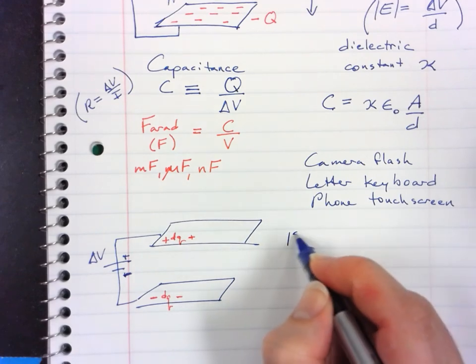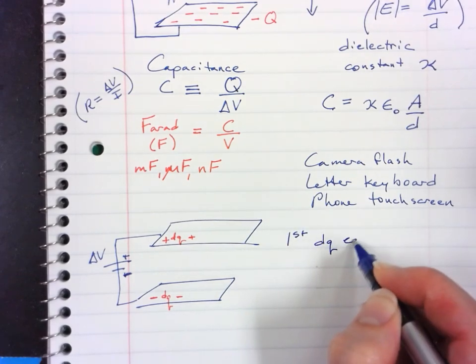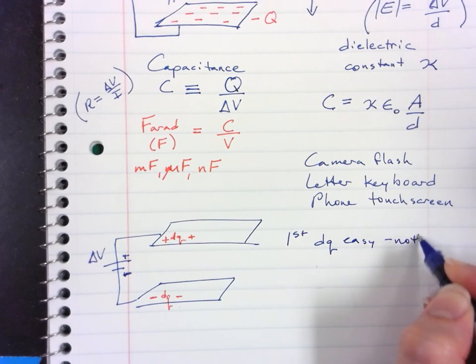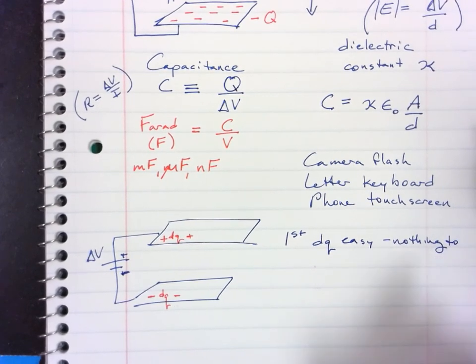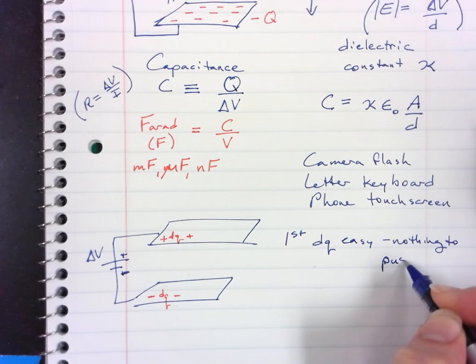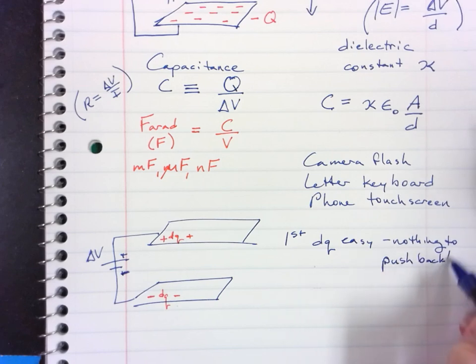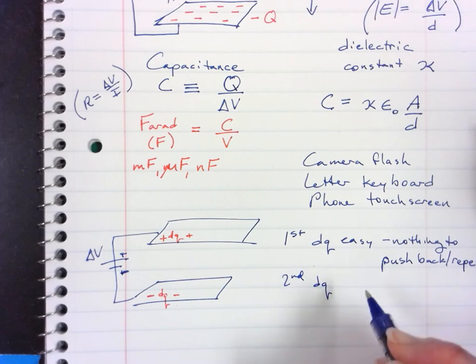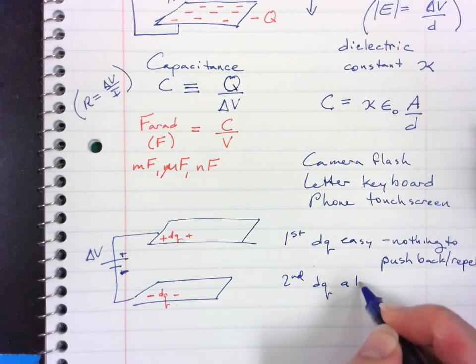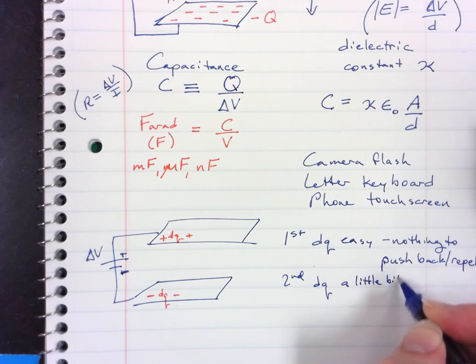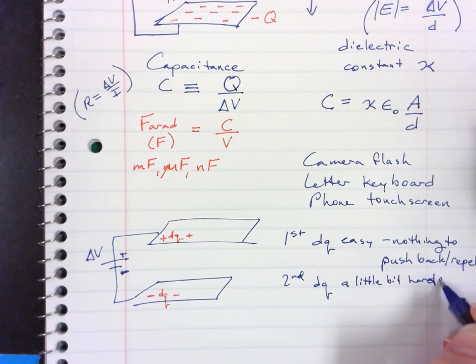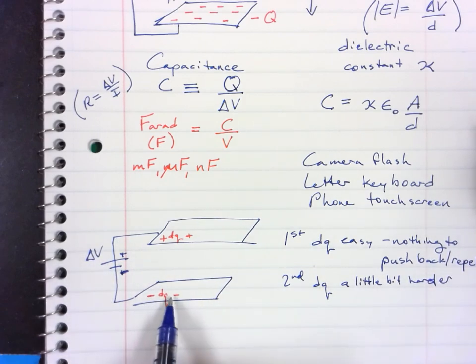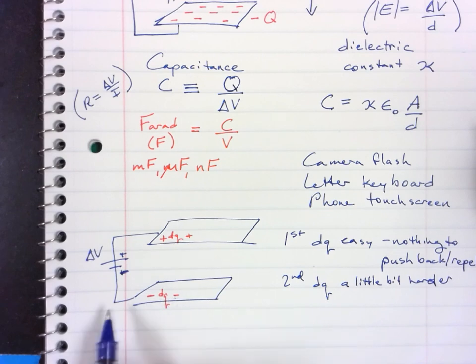So the first charge, the first dq, was easy. Nothing to push back on it or repel it. But the second one is just a little bit harder. Because yes, the battery's pushing it, but there's an electron here to prevent it from coming here. And then charges and charges and charges get more and more.